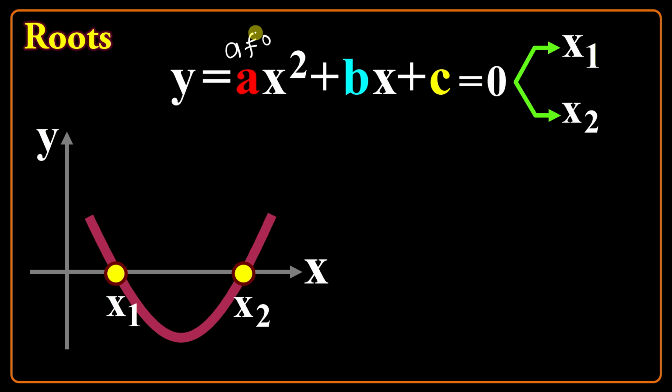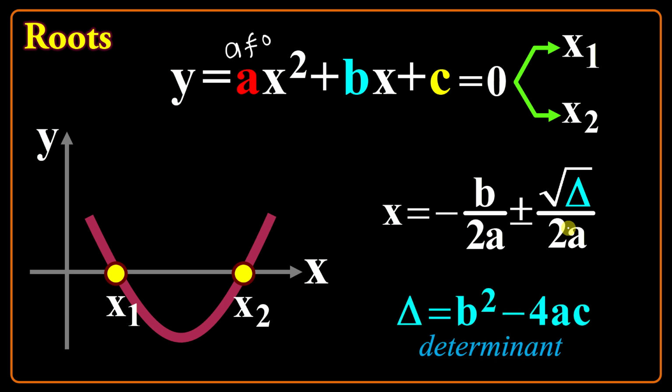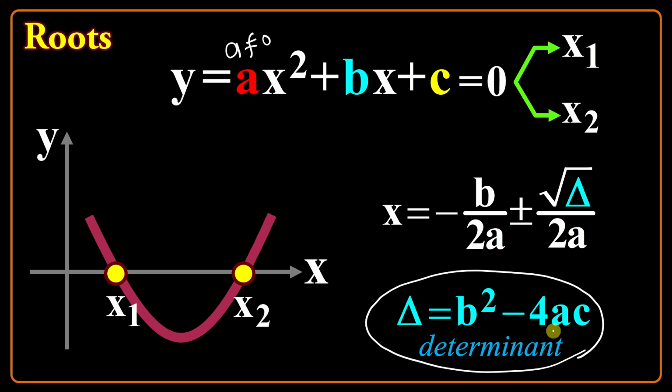How to find x1 and x2? This is the general approach. X is equal to negative b over 2a plus or minus the square root of delta over 2a. Delta is the determinant, b squared minus 4ac. It's a very important factor for finding the roots.